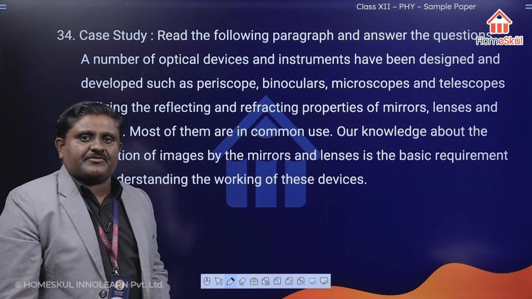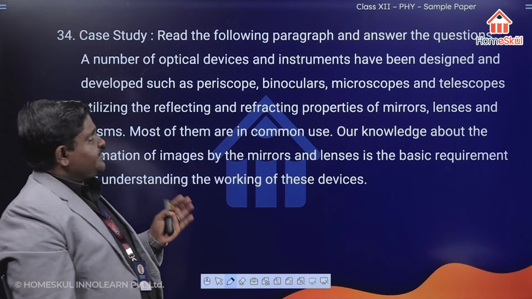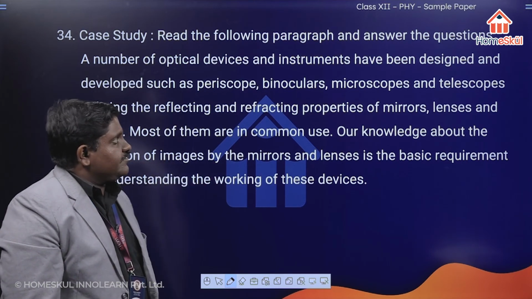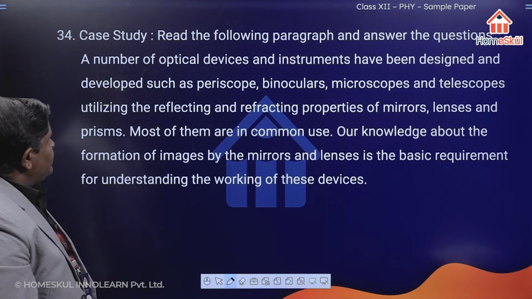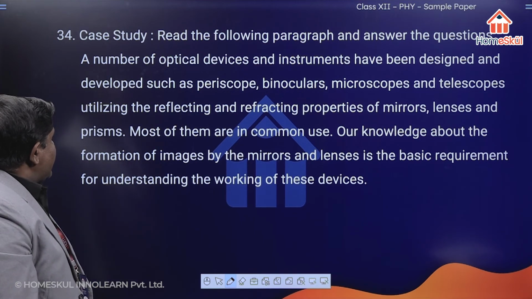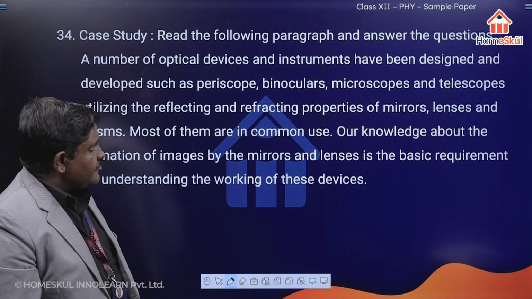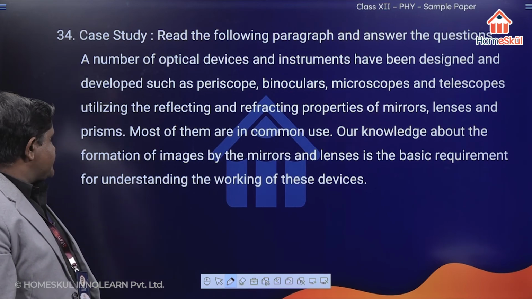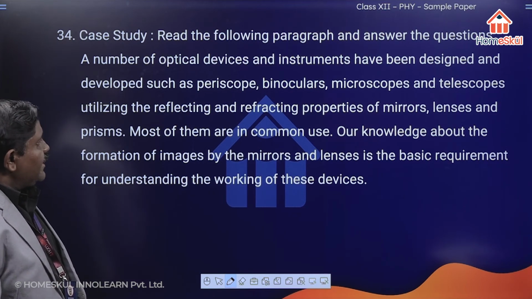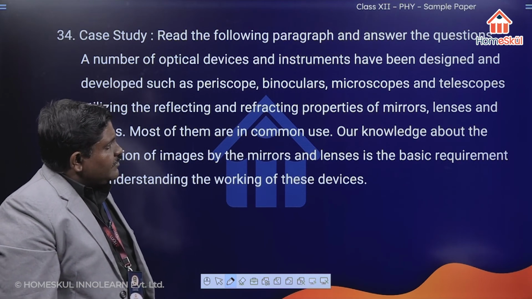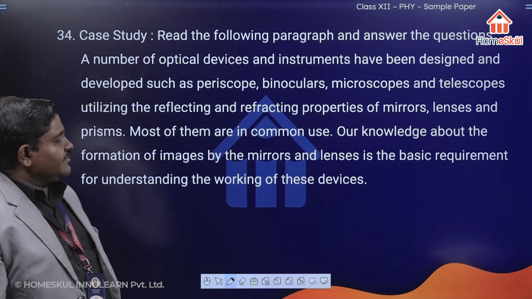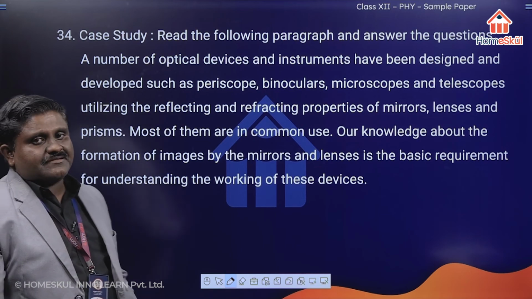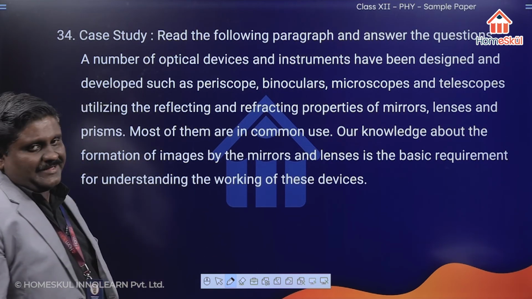So the last two questions are based on case studies. The first question, that is question number 34. Case study, read the following paragraph and answer the questions. See, a number of optical devices and instruments have been designed and developed, such as periscope, binoculars, microscope, and telescopes, utilizing the reflecting and refracting properties of mirrors, lenses, and prisms. Most of them are in common use. Our knowledge about the formation of images by the mirrors and lenses is the basic requirement for understanding the working of these devices. So these are the given passage.